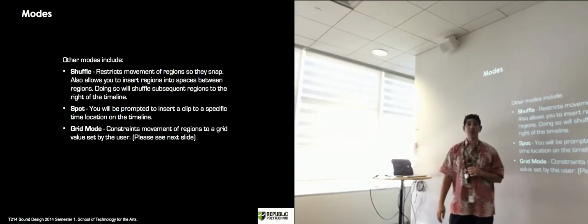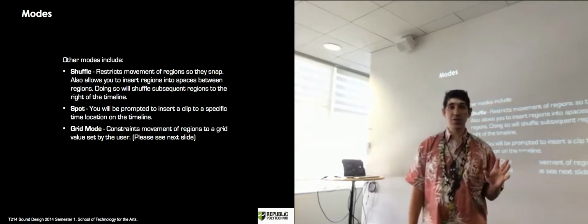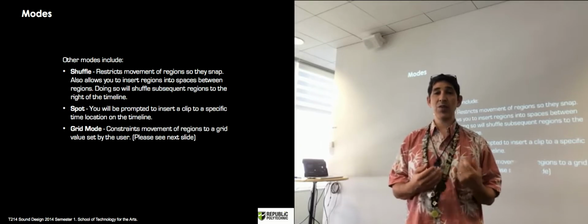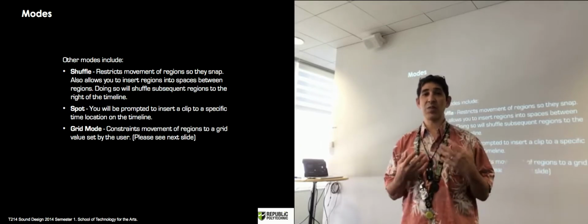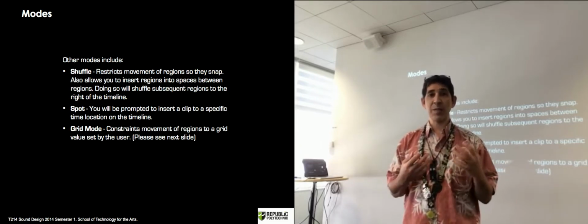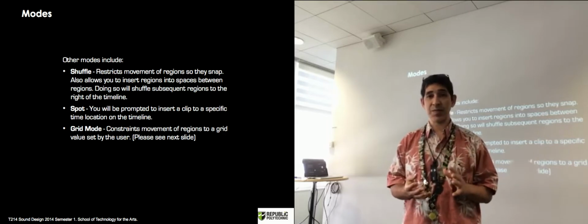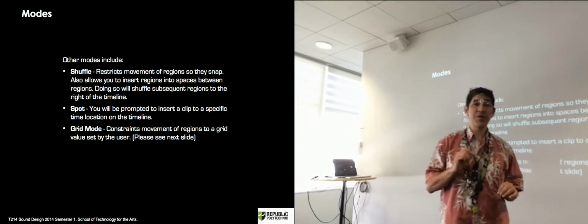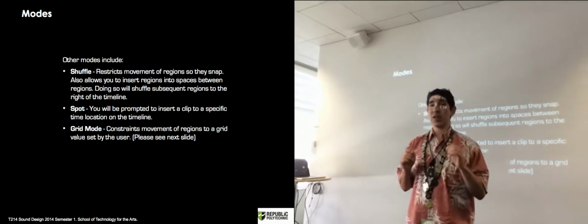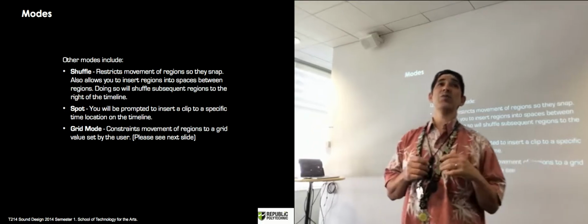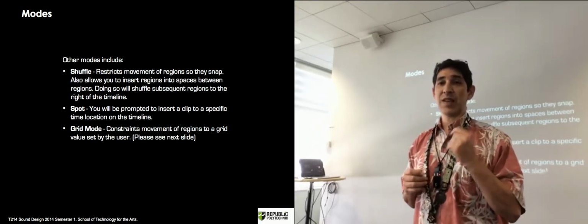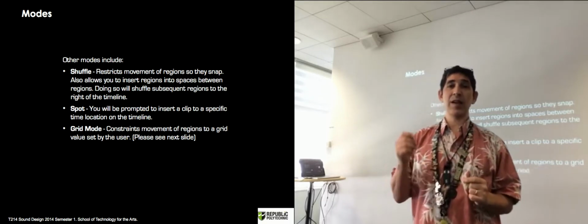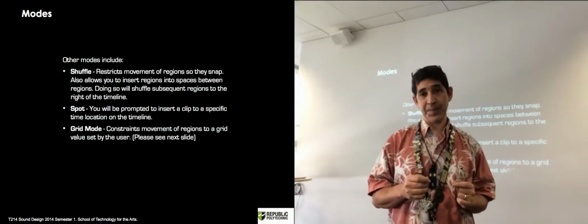Shuffle mode restricts the movement of your regions, so they'll snap. It also allows you to insert regions into the spaces between other regions, and then you can shuffle things around. That's why it's called shuffle. Spot mode allows you to be very precise. And when you click on spot mode, it'll prompt you to specify a time code, or a time location. And that's where you will insert your clip.